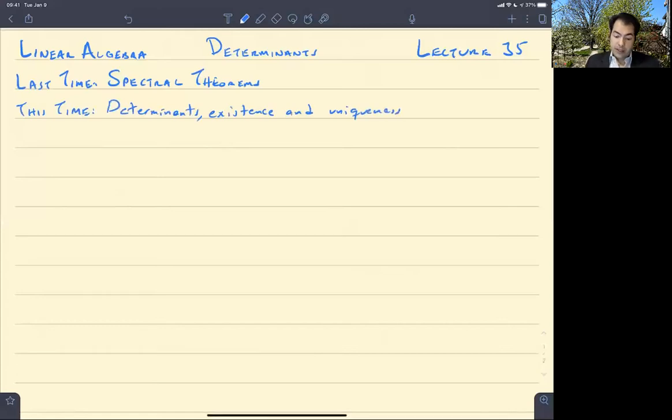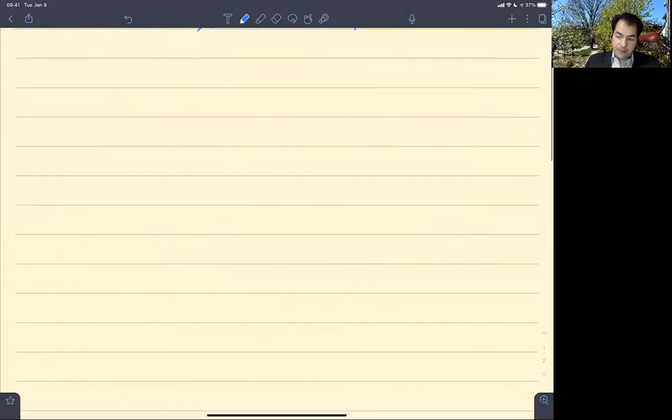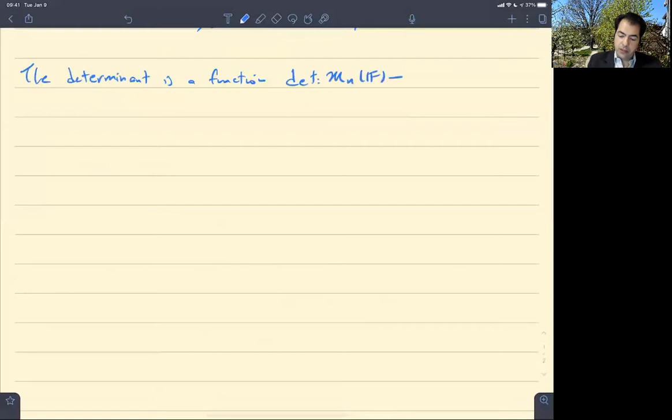Okay, so as you're probably all aware, the determinant is a function that takes in a matrix and gives you back a number. So in this chapter, we're going back to working with arbitrary fields. So F here is any field. If you prefer to think of the real numbers and the complex numbers, that's fine, but this also works for F2 or FP, for any prime P.